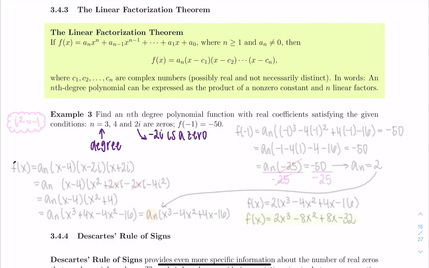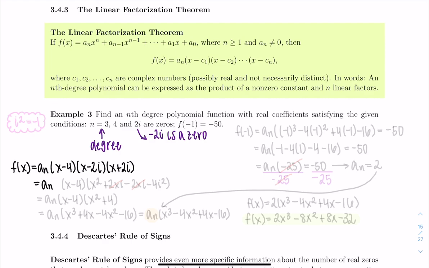So we have f of x equals a sub n. We'll figure that out afterwards. And we want to write down our 3 zeros. We had 4 as a 0, so x minus 4. We have 2i as a 0, so x minus 2i. And we have negative 2i as a 0, which we can write as x plus 2i. Let's go ahead and factor this so we can see what we're working with. I'm sorry, let's multiply, not factor.